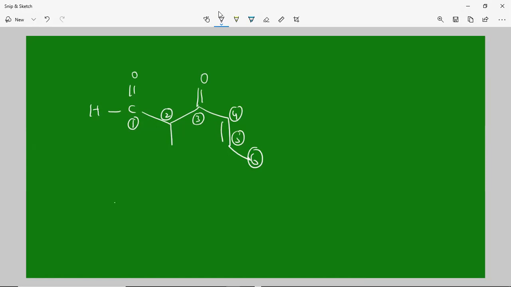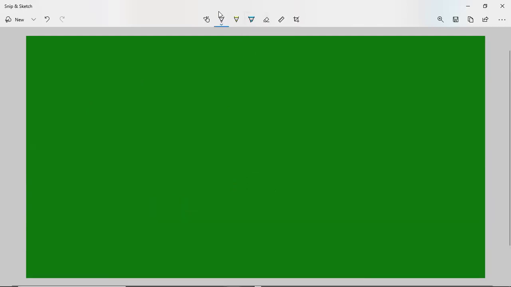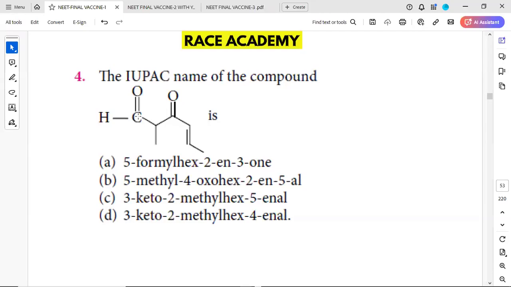This can be written as 3-keto, 2-methyl, hex-4-en-1-ol. This is the IUPAC name of the given compound. Let us check. The right answer for this question is the fourth option, 3-keto-2-methylhex-4-enol.